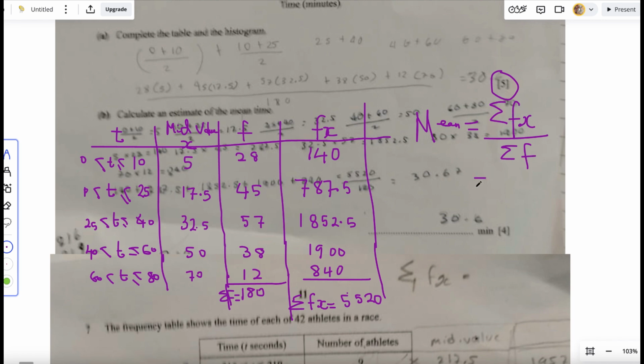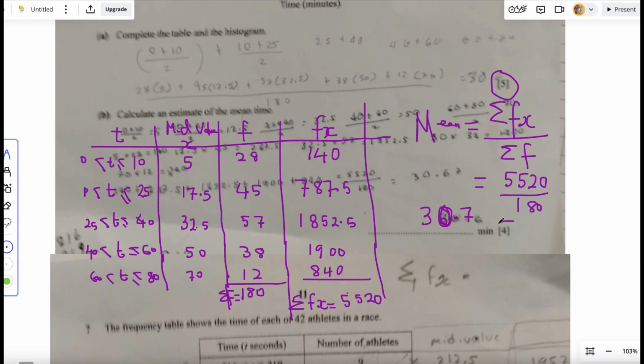So that gives us 5,520 divided by 180, right? If we didn't make any mistake, then we'll be getting 30.666, which means 30.7 in one decimal place.